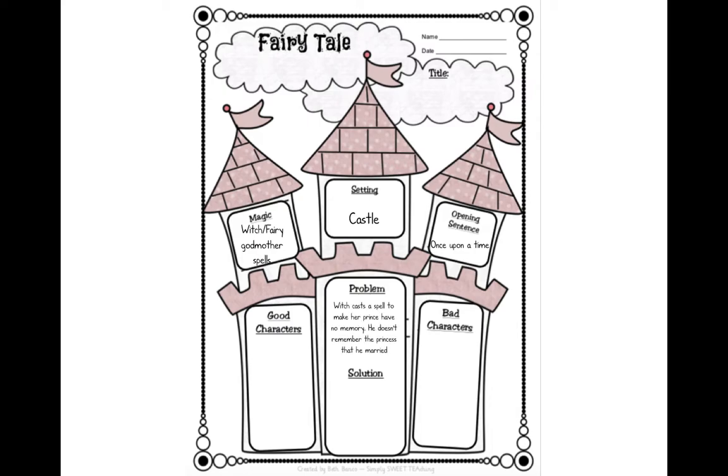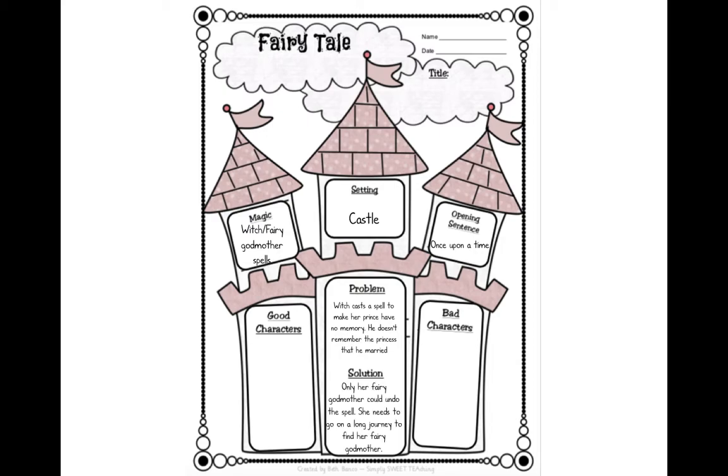Next, I went with my problem. So I decided that my problem was going to be that the witch casts a spell to make her prince have no memory. He doesn't remember the princess that he married. So my problem is that the witch is an evil witch and she casted a spell on the prince so that the prince doesn't remember who the princess is anymore. And so, of course, that is a problem.